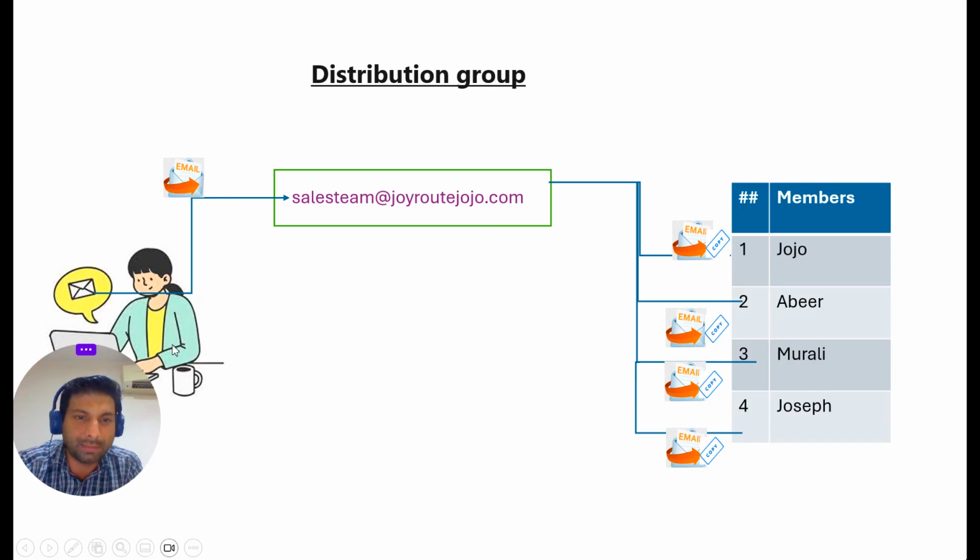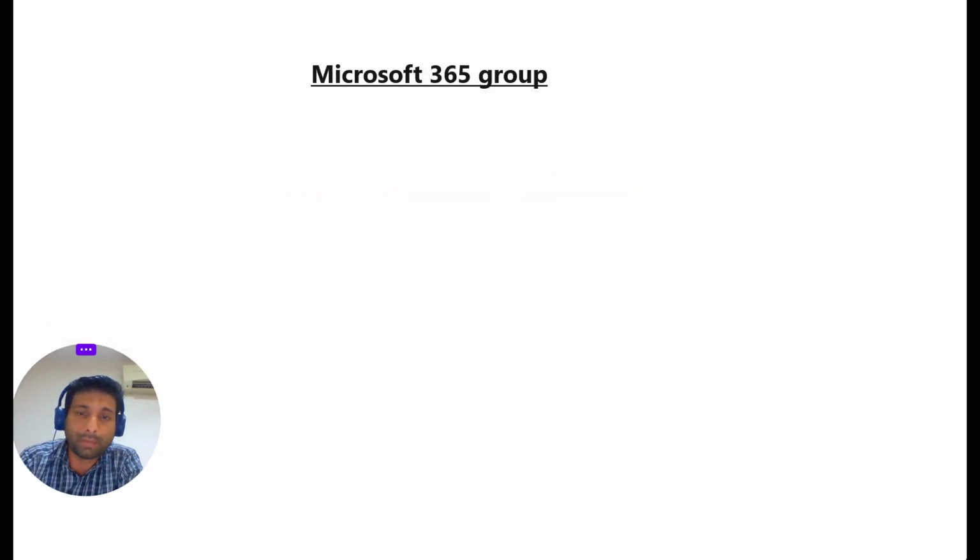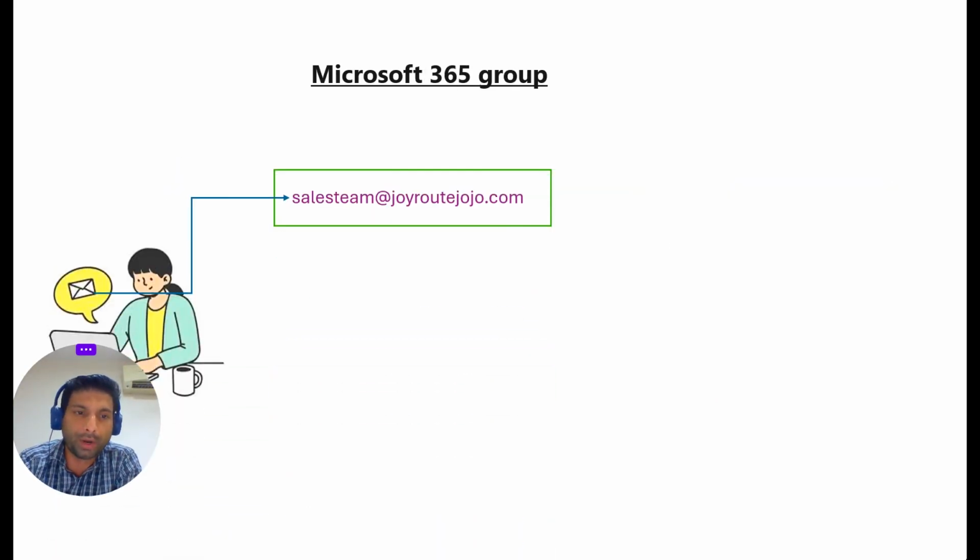When a user sends an email to this particular distribution group, which is sales team at joyroute-jojo.com, all the members of this group get a copy of that mail in their mailbox. They do not have a common shared mailbox or shared inbox where members can collectively view, manage, or respond to email. But in the case of a Microsoft 365 group, what happens?